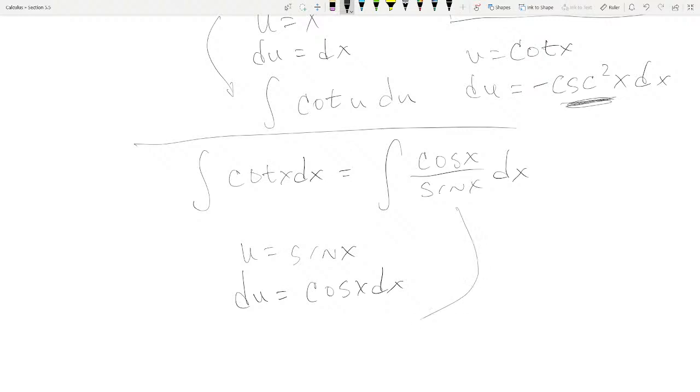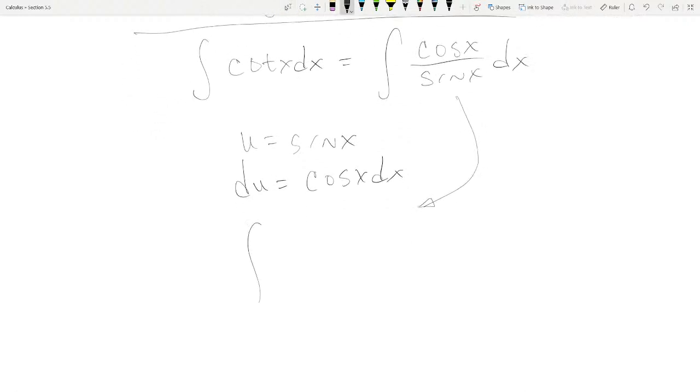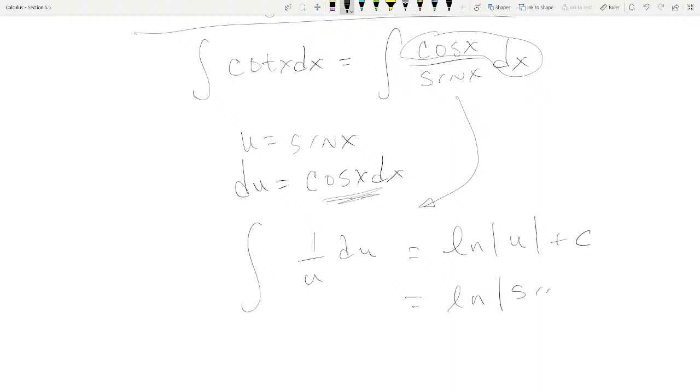And so then this integral here converts into 1 over u by design, because I picked u to be sine x. Then I have the cosine x dx left over to account for, and guess what? That's equal to exactly du. I'm very good at this integral. It's ln absolute value of u plus c. And then u was equal to sine x.